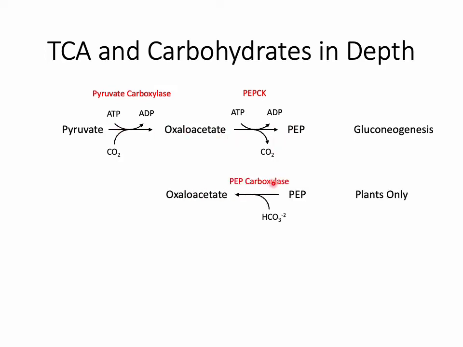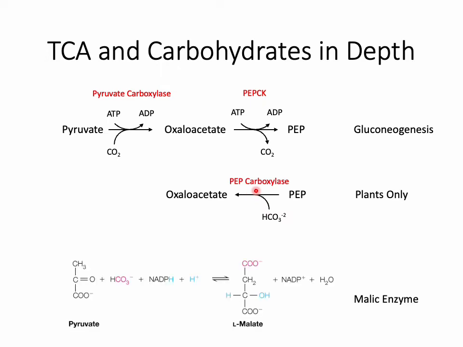In plants, we have a separate enzyme which catalyzes the reverse reaction, converting PEP back to oxaloacetate. Note that this reaction is slightly different from the one catalyzed by PEPCK. In PEPCK, we have an ATP cofactor, whereas in PEP carboxylase, there's no ATP at all. We just have the carbonic acid as the sole substrate.